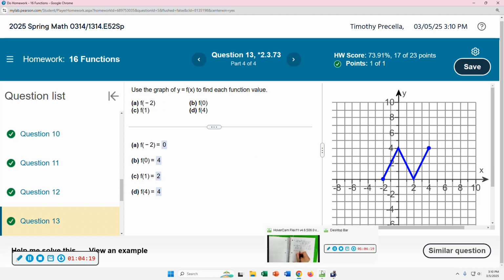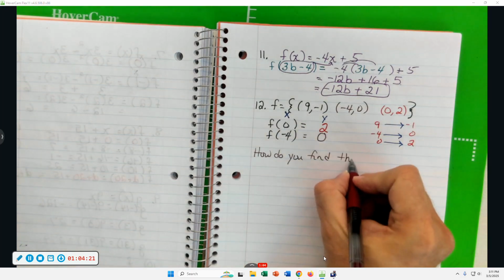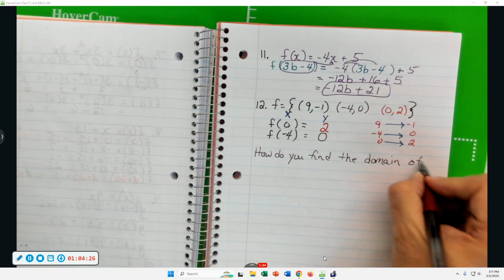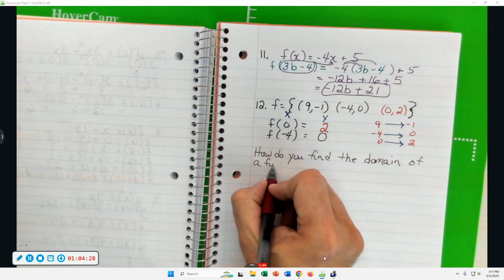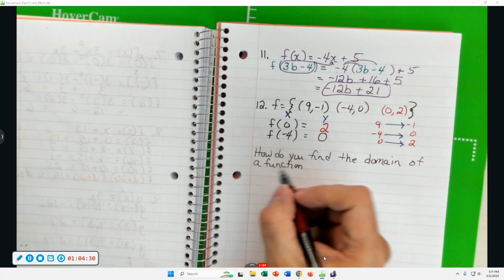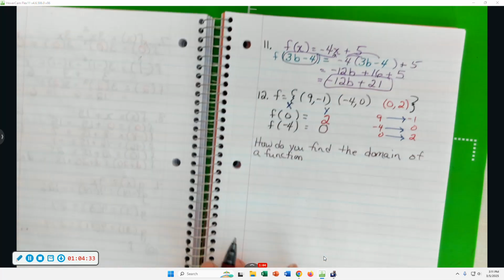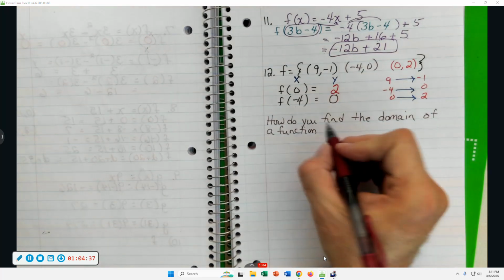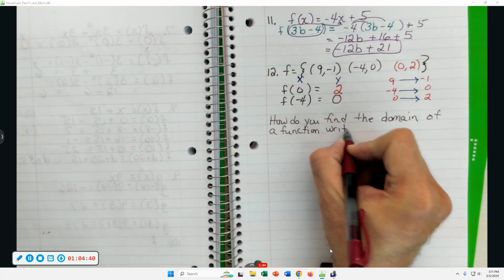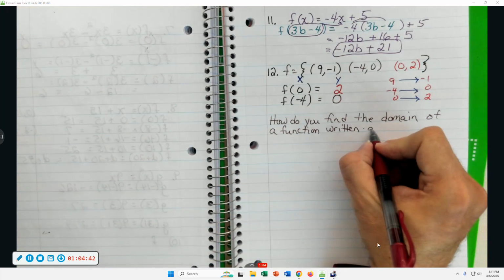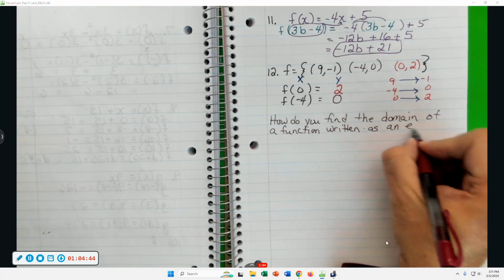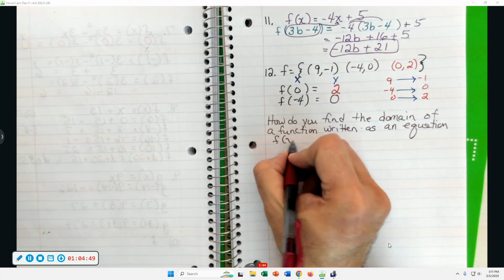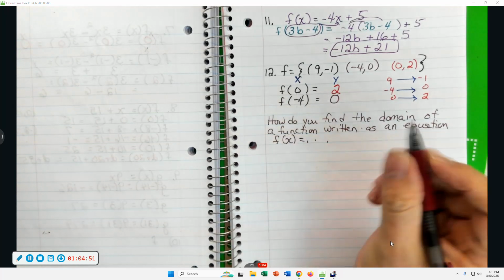Let me switch to the domain of a function that is written as an equation, when it's written in the form f of x equals. How do you find the domain of a function written as an equation, f of x equals dot dot dot?